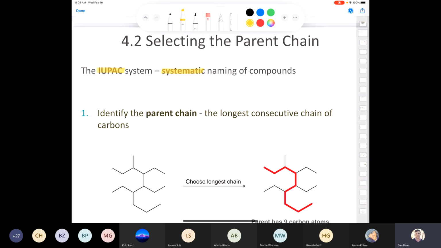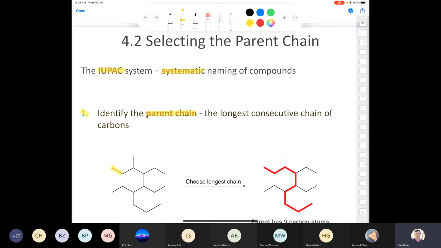So the first rule that you're going to learn is what's called identifying a parent chain. Now, a parent chain is simply the longest consecutive chain of carbons in a molecule. Here we have an alkane, saturated hydrocarbon. We have lots of carbons, lots of hydrogens. And if we were to try to find the longest carbon chain, you might start and say, well, if I start here, 1, 2, 3, 4, 5, 6, 7. Okay? But if you look a little deeper, you might say, okay, well, let's see here. 1, 2, 3, 4, 5, 6, 7, 8, 9. And in fact, you find that 9 carbons in a row is the longest chain.